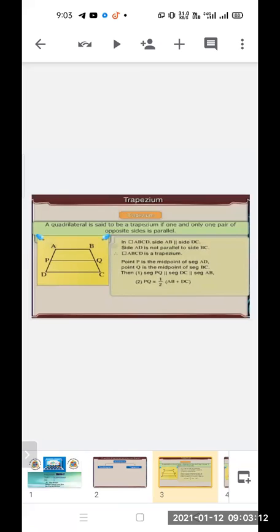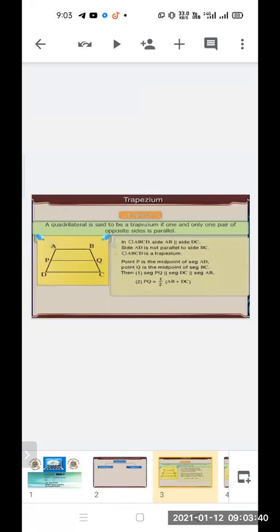In this topic, trapezium, we are going to discuss one very important theorem, that is the midpoint theorem. This midpoint theorem is very important, as most of the questions are asked on this topic. Mostly questions are asked in the exam, so listen carefully, children.